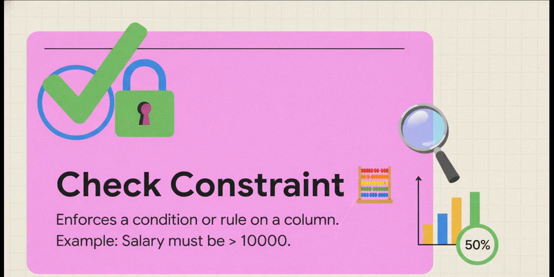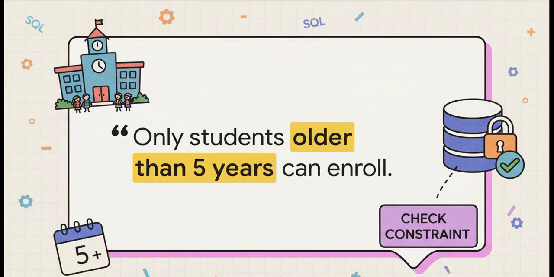Okay, our next tool in the box is the check constraint. This one is your custom rule enforcer. It lets you define a very specific condition that the data in a column has to meet. So you could say a salary must be a positive number, or that a discount percentage has to be between 0 and 100. So, for instance, a school might have a business rule: students have to be older than 5 years old to enroll. A check constraint takes that exact rule and bakes it right into the database. It will automatically reject any new student record if the age doesn't meet that condition. It's a business rule turned into a data rule.